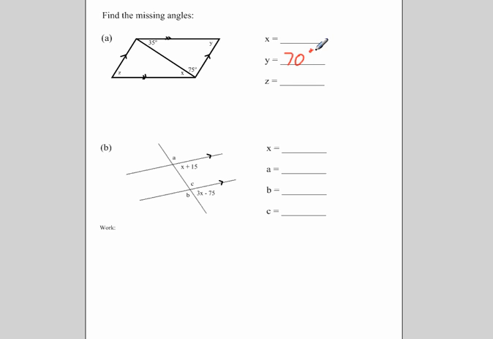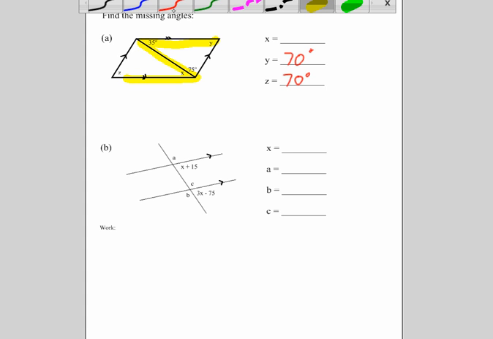Interestingly, in a parallelogram, the angle here and the angle here are going to be equal to one another. So if y is 70, so is z. Now, how do I get x? Well, one thing I can do, again, is look for these patterns, and I'm going to see that there's a Z pattern right there. And what that tells me is that this angle and this angle have to be equal, so x has to be 35 degrees.